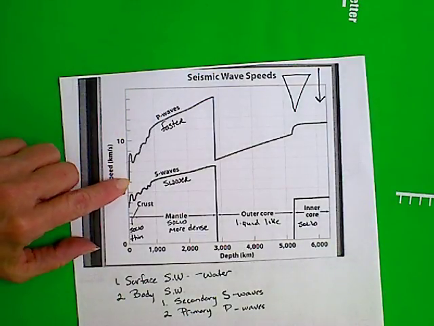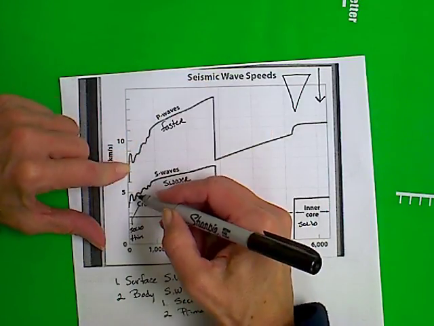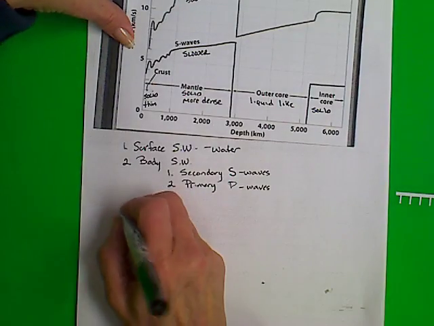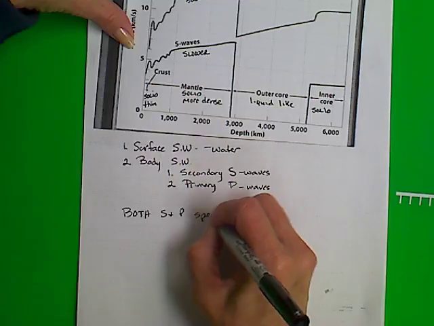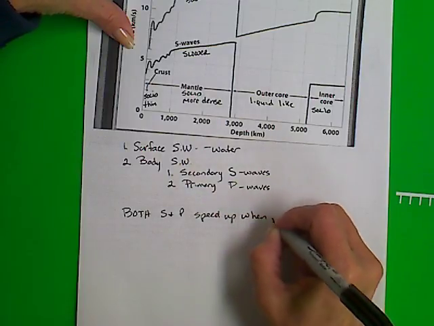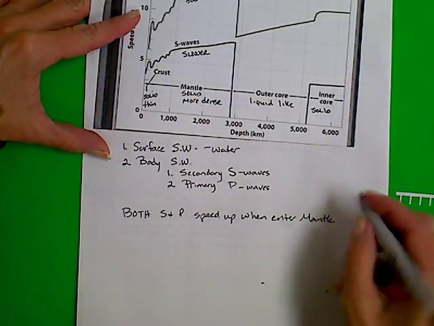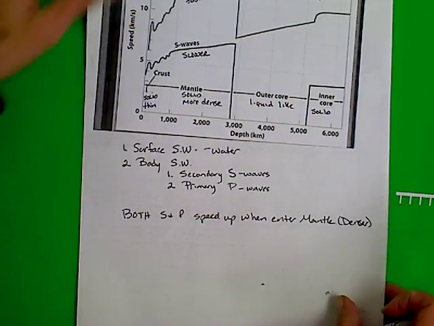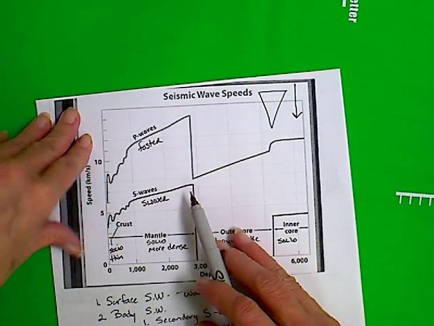They travel through the crust, and then after they get done with the crust and they get to the mantle, they start to speed up. All right? So both S and P waves speed up when they enter the mantle. Why is that? Because it's denser. So they speed up when they go into a denser material. So they travel through the mantle, and they keep going faster and faster.